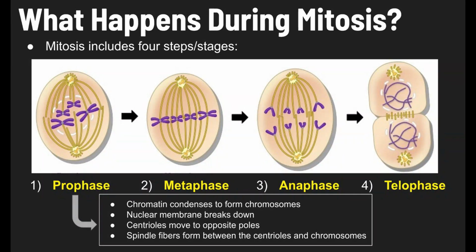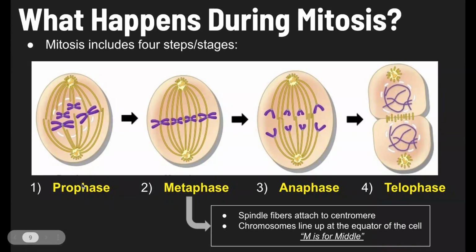So during prophase, chromatin condenses to form chromosomes. The nuclear membrane, that's what these white dashed lines are. So these chromosomes are inside the nucleus, but the nuclear membrane during prophase starts to break down, and that's why you're seeing these gaps appear. These centrioles move to opposite poles, and spindle fibers start to form between the centrioles and the chromosomes. So all that happens during prophase.